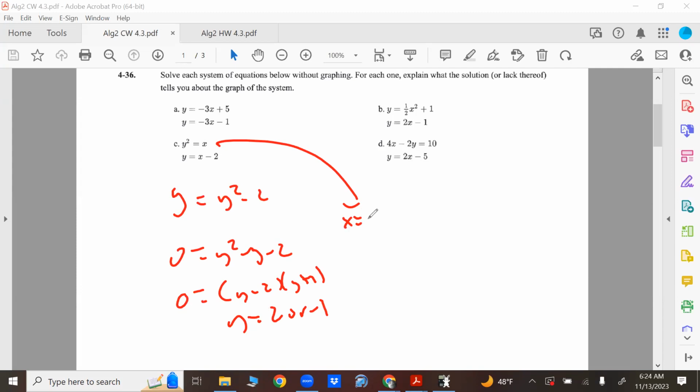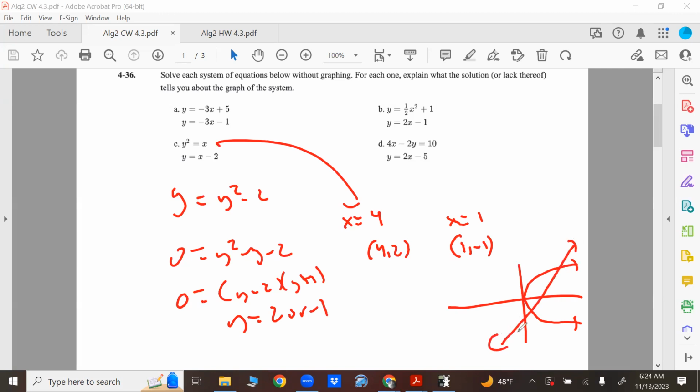When y equals 2, x equals 4, there we go. So you have 4 comma 2 as a point. Or when y equals -1, x will equal 1. So we have 1 comma -1 also as a point. And again, you're going to have a parabola. Now, this is a sideways parabola. If you're graphing on Desmos, it's actually a sideways parabola. And y equals x minus 2 kind of looks like this. So it looks like you're going to have 2 points in common at x equals 4 and x equals 1. So that makes sense.